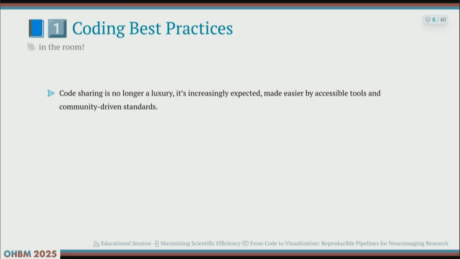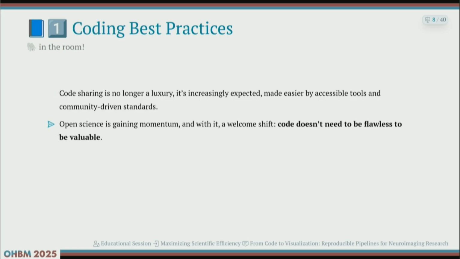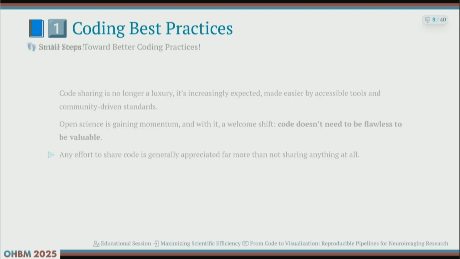And I should also say that these days code sharing is no longer a luxury, it's increasingly expected in our community, and with that comes the idea that code doesn't need to be perfect. So people understand that you have made an effort to make your code public, and it's understandable that, as other aspects of science, code sharing itself can also have flaws, and that's why we can build on our openly available code. So any effort to share code is generally better than no code sharing at all.